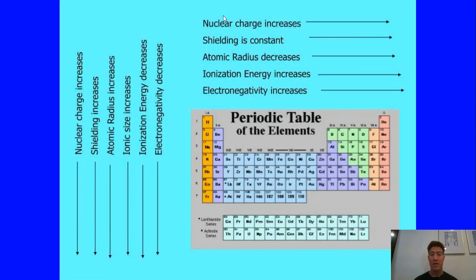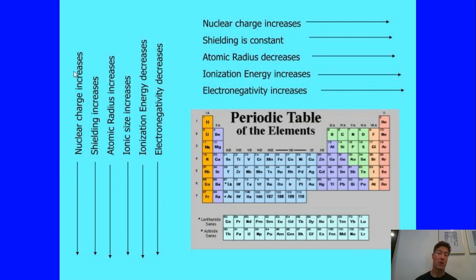So I'm going to put all this together here. What we see as we go across, nuclear charge increases because they're in the same energy shell, but we get more and more pull from the nucleus. Their shielding is constant, so they're not experiencing any shielding or any further distance from the nuclear charge. So that's why the atomic radius decreases. That's why ionization energy increases. And that's why electronegativity increases.